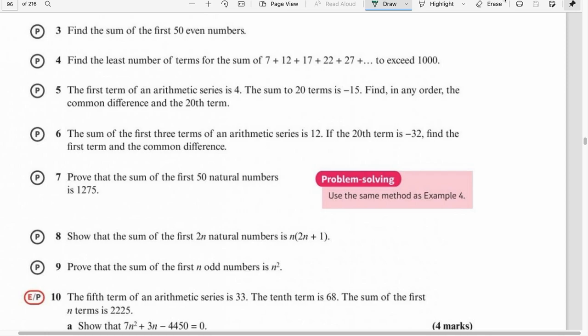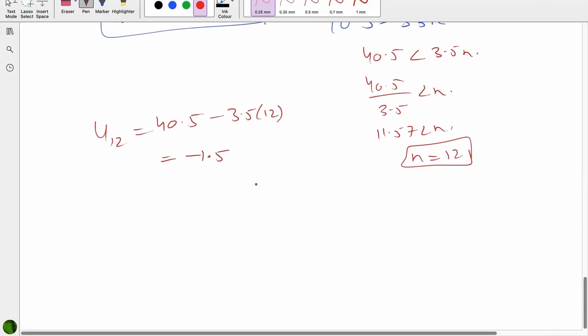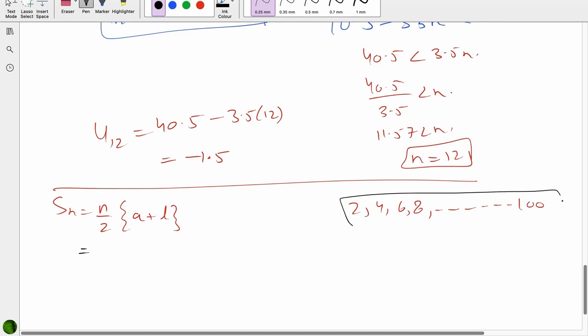Okay, the second formula. For example, we have this. The second formula is n over 2 (a plus l). For example, I know the last term: 2, 4, 6, 8, and it keeps on continuing till 100. So when I know the last term, I can use this formula to find the sum.